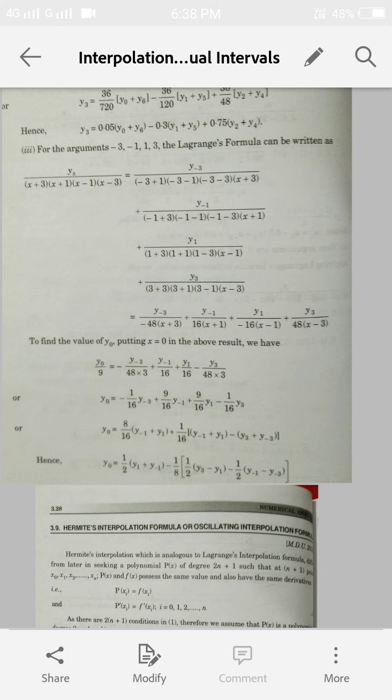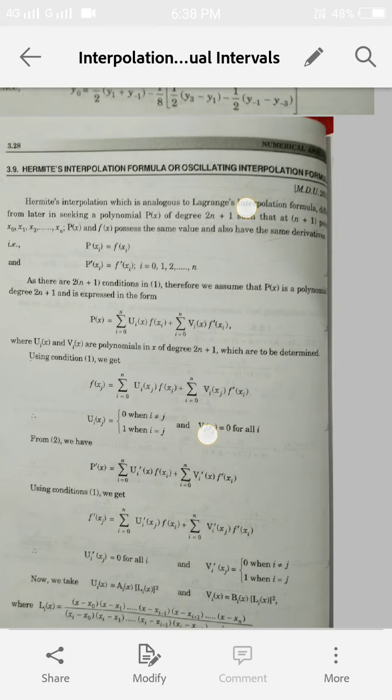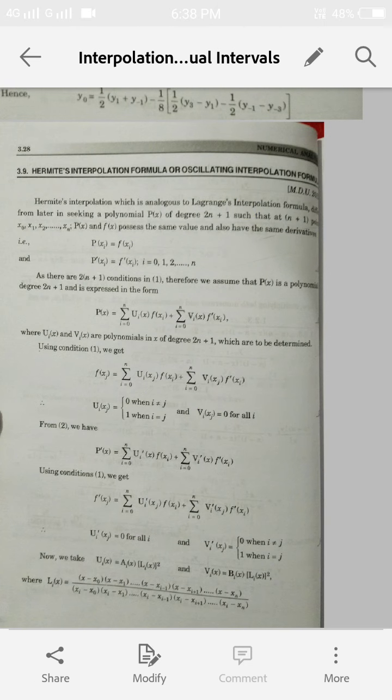Now, the last formula that comes under unequal intervals is the Hermite's interpolation formula, and this is also known as the oscillating interpolation formula. The Hermite interpolation formula is also similar to the Lagrange's interpolation formula, but it is just more complicated than this formula.